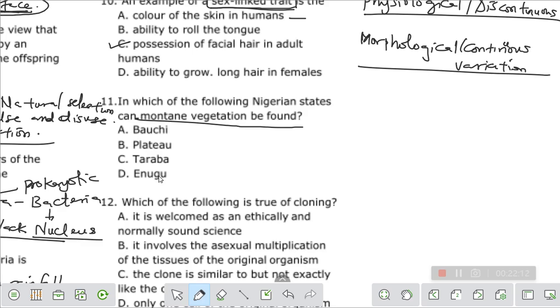The answer is Taraba. Taraba is the one with mountains, because mountains can be found in areas like Niger, Borno, Adamawa. All those places we have mountains, real mountains, not spray mountains. We're talking of real mountains.